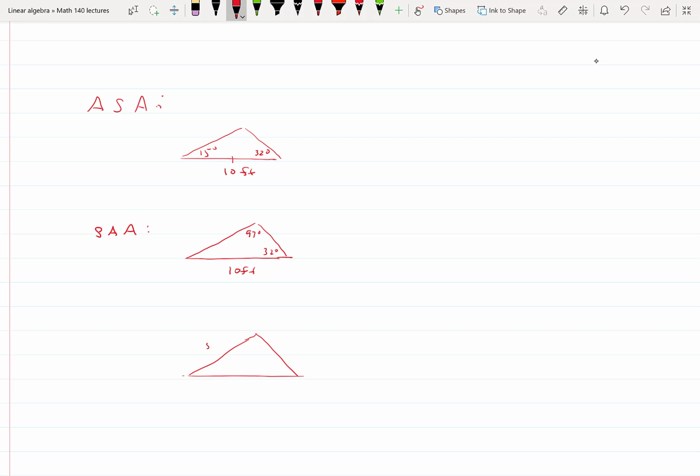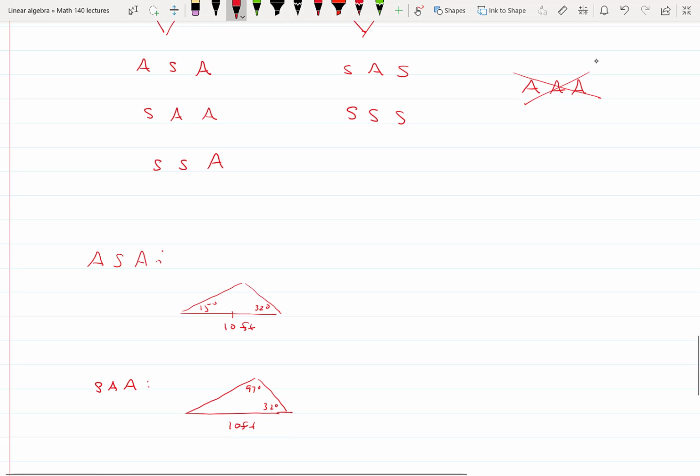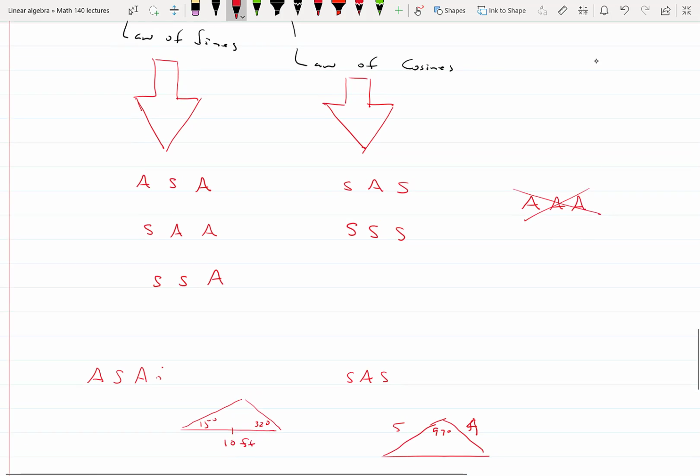Of course, side, side, angle means we're given two sides. Let's say this is 5 feet, this is 4 feet, and this is, say, 25 degrees. We're given two sides and an angle that's not between those two sides. Of course, side, angle, side would be we're given the two sides again, so let's say 5 feet, 4 feet, and we're given the angle between, say 97 degrees. So there's side, angle, side. And of course, side, side, side means we're given all three sides. So this is what this notation means.